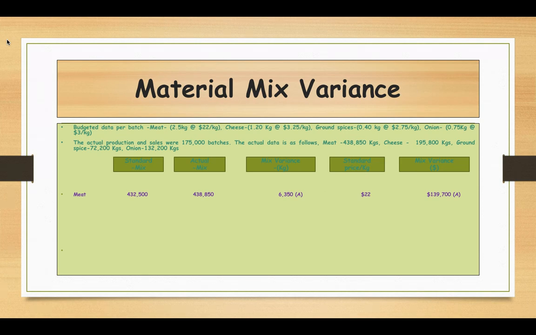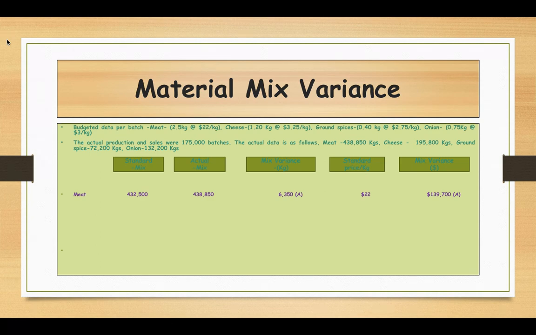According to the standard, out of every 4.85 kilograms of total ingredients used, 2.5 kilograms should be the meat. So we'll see where we got that 4.85 from. If you look at the budgeted data per batch, meat is 2.5 kilograms, plus the cheese 1.2 kilograms, ground spice 0.4 kilograms, and finally the onions 0.75 kilograms. If we add all those together, we will get 4.85 kilograms. So that is the total kilograms per batch. So out of 4.85 kilograms, we need to use 2.5 kilograms of meat.